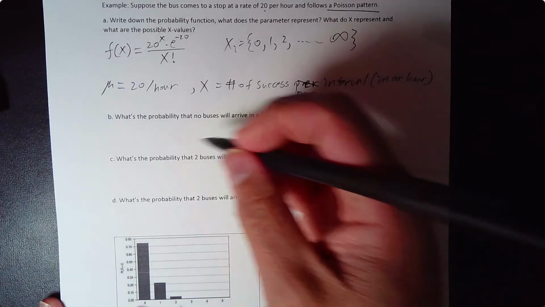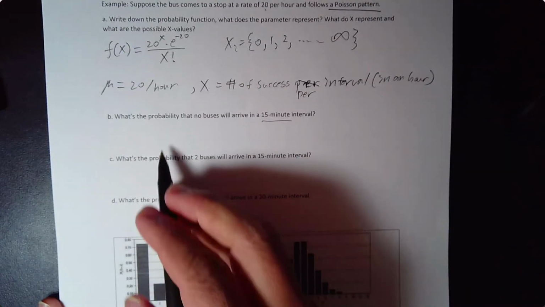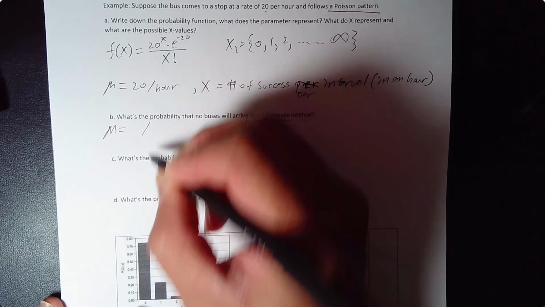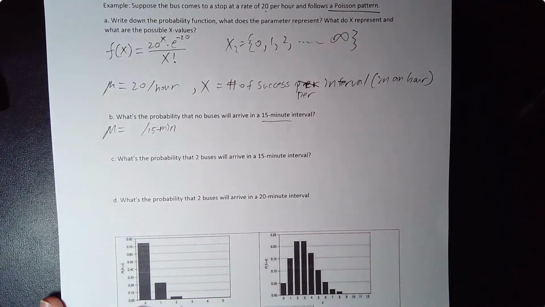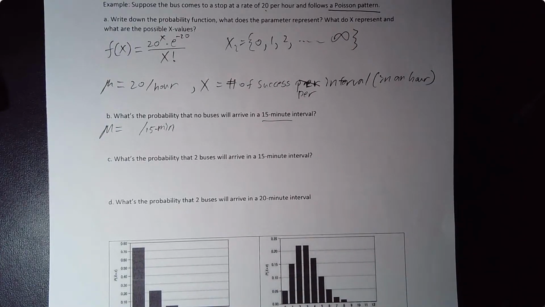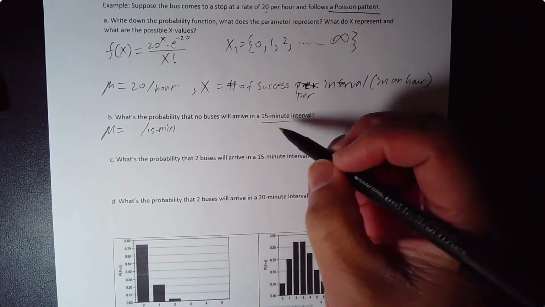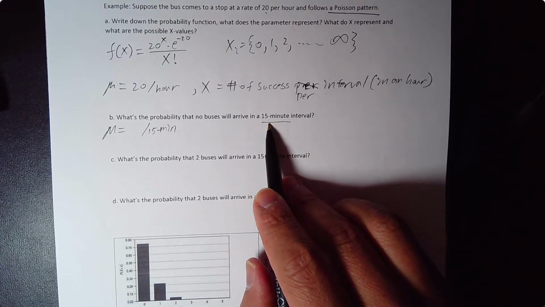Okay, so now I need to change my mu because my interval has changed. This mu used to be 20 per hour, so I need to change this to how many buses I expect per 15 minutes. Let's think about it. We know it's a Poisson pattern, so it must be divisible evenly. The average number of buses is distributed evenly across any fixed number of intervals. So if 20 per hour, how many 15 minutes are in an hour?